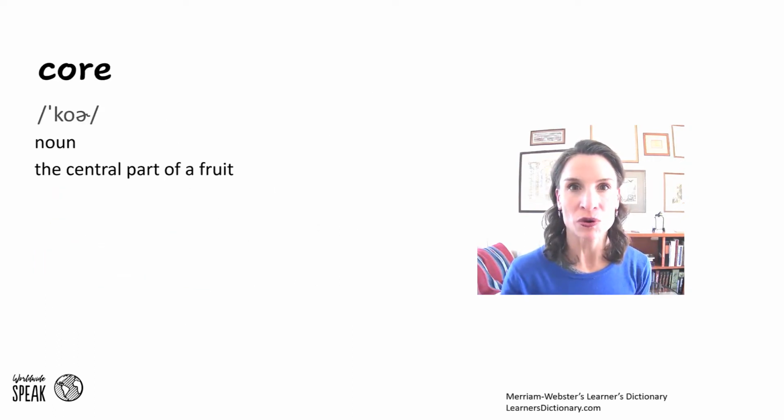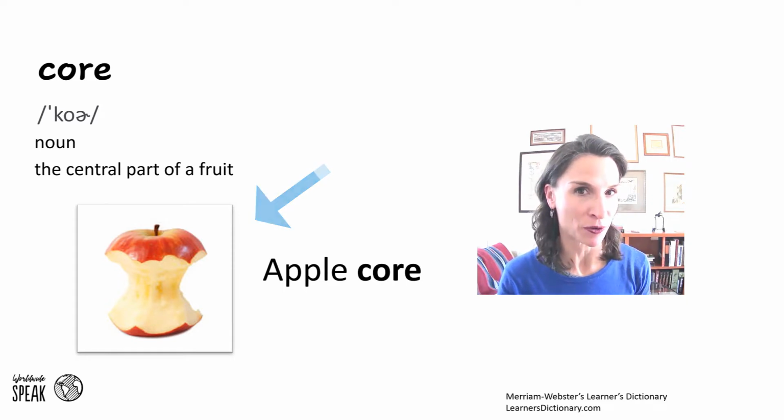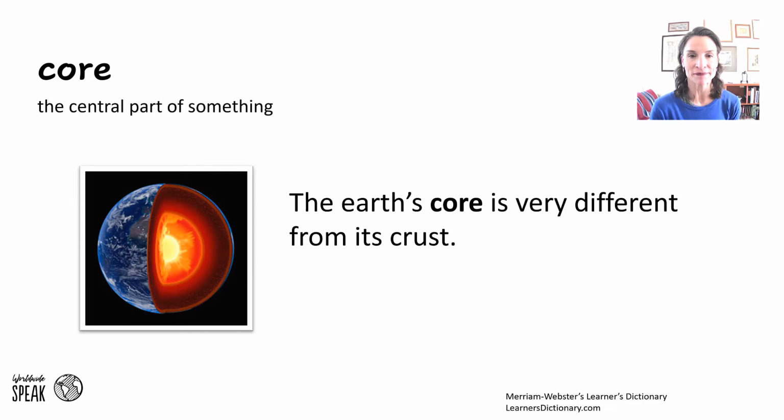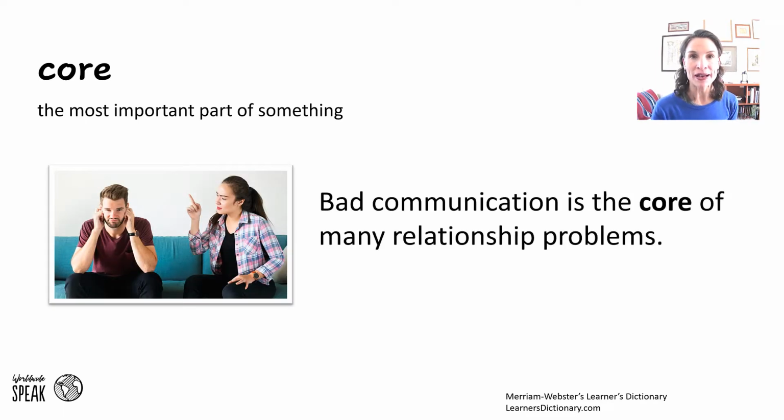Our first word is core. Core. This is a noun, and its first meaning is the central part of a fruit, like this is an apple core. However, it can also mean the central part of something, like here, it's the central part of the earth. The earth's core is very different from its crust. It can also be the most important part of something. For example, bad communication is the core of many relationship problems.